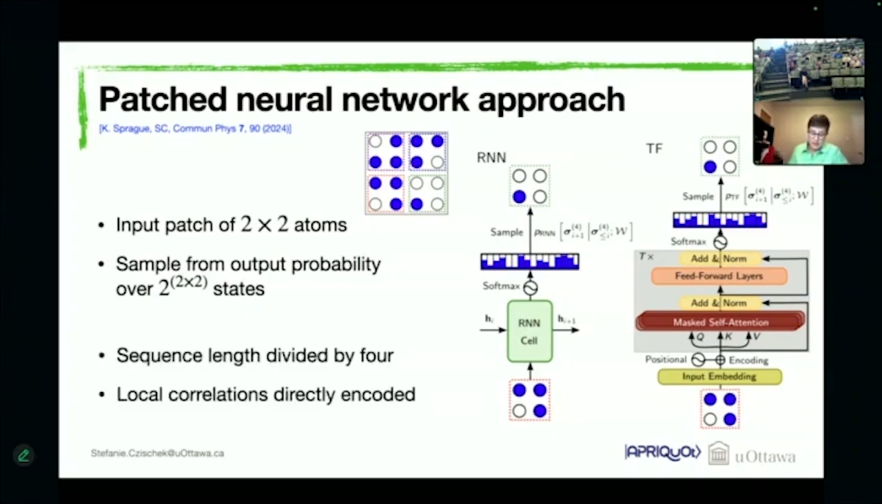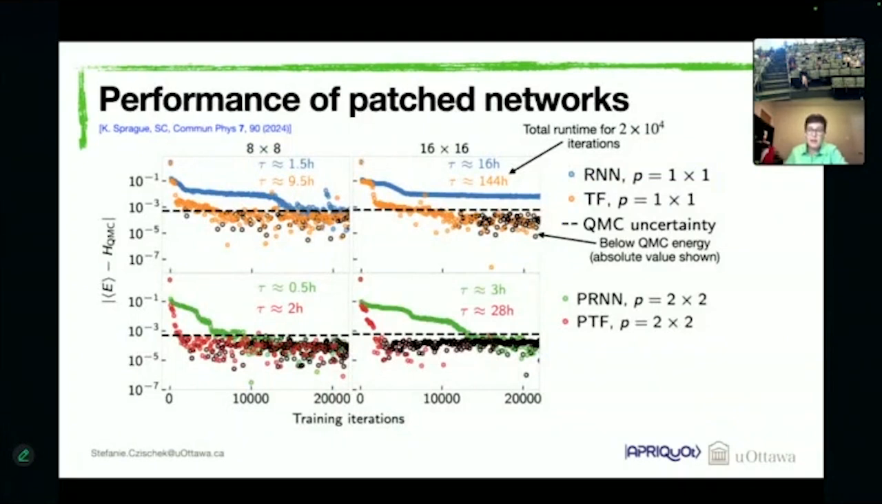Okay, and so with this we have divided the sequence length by 4, from which we expect that our computational runtime is also approximately divided by a factor of 4. And we also expect that we find the ground state with higher accuracy, because now we directly encode local correlations in our neural network because we send in a patch of atoms, right? Let's take a look at how this performs. So here we have, in the top row, the same plots as I have shown you before. And in the bottom row, we look at the same system.